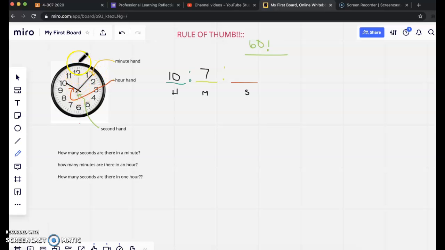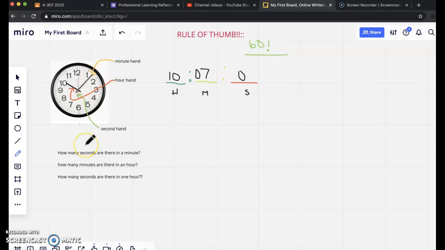And how many seconds are we at? 0 seconds because it's at 12. So it would be 0 seconds. So it is currently 10. When there's a single digit number, you always have to put a 0 in front. It's 10:07 and 0 seconds. It's 10, and this one is 07 because we're not quite into the tens yet. So 10:07 is the time on this clock.